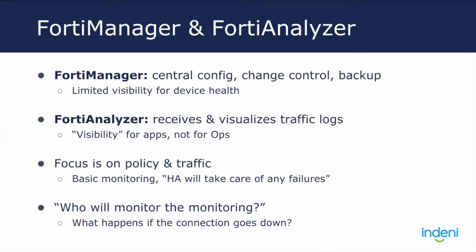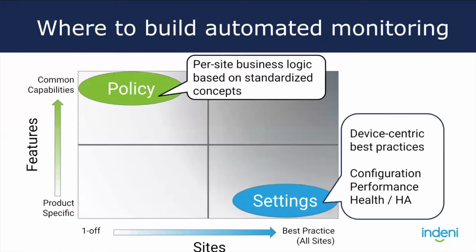FortiAnalyzer is really good to visualize apps, but not to visualize for ops, if you'll pardon the pun. For both of these, the focus is on policy and traffic, with only limited monitoring. There's almost the idea that HA is going to take care of any failures, right? That's what HA is for. And I look at this and wonder, well, who's going to monitor the monitoring? It's a question of how do we figure out if the connection is going down?